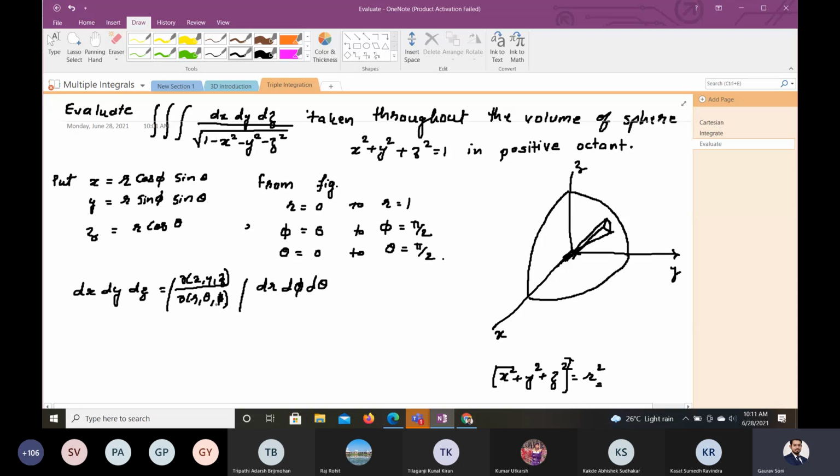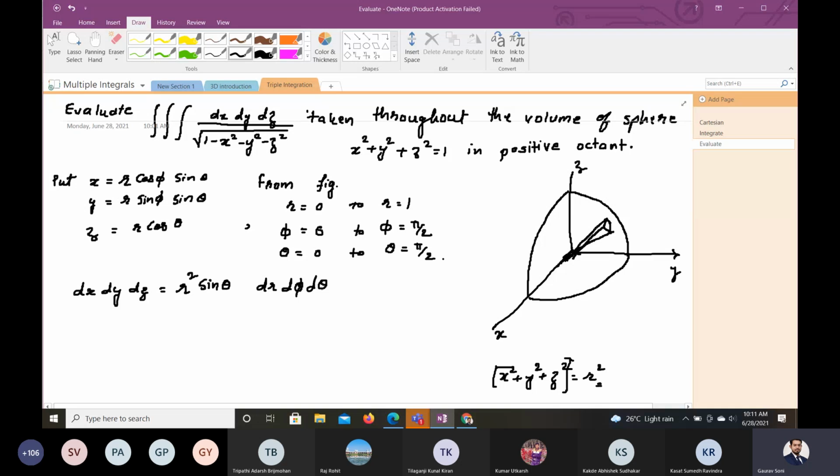Okay, so this is the idea. Whenever you are going to make the coordinate change from one to other, this is the standard formula. Now, for spherical coordinate system, this Jacobian is r square sine theta. This you will have to remember. After this example, I'll give you the remarks for the Jacobians too. So dx, dy, dz will be replaced by r square sine theta dr d phi d theta.